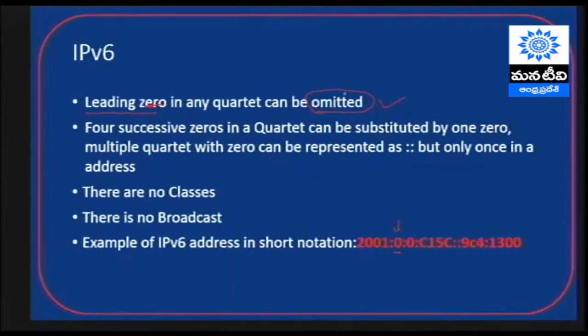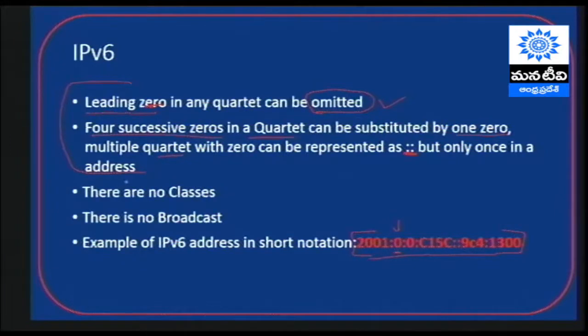So that's one advantage of IPv6, reducing the size of the address. If you have 4 consecutive zeros in one quadrant, we can substitute them with one single zero. And if you have multiple quadrants successively with zeros, we can represent them with just a double colon. By applying these two rules to the previous IPv6 address, you can see it has become so short.